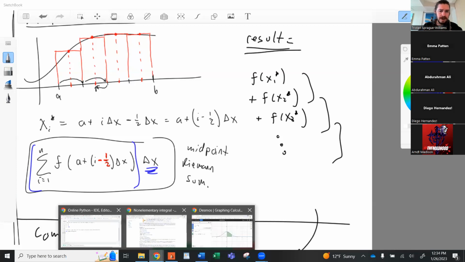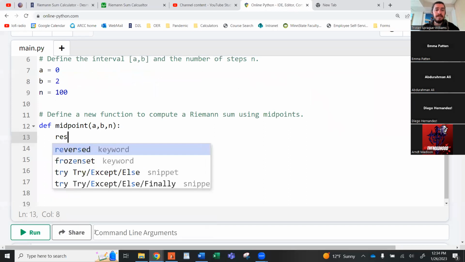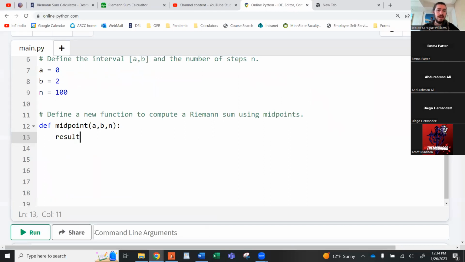So going back over to our code, I'm going to start by defining a new variable called result, and I'm going to set its initial value equal to 0. Oops, not 100, just 0. Sometimes, by the way, you'll notice that the Python workspace we're using here wants to guess what you mean to say, and keeps autofilling. Yeah, aggressive autofill. That's well said.